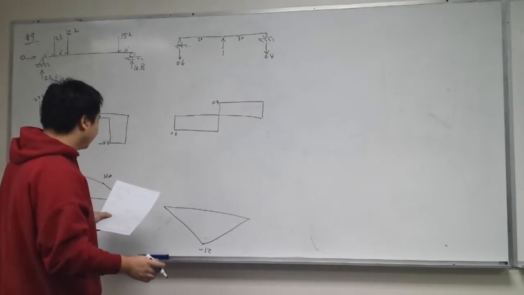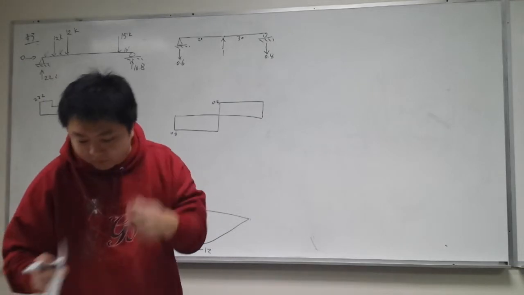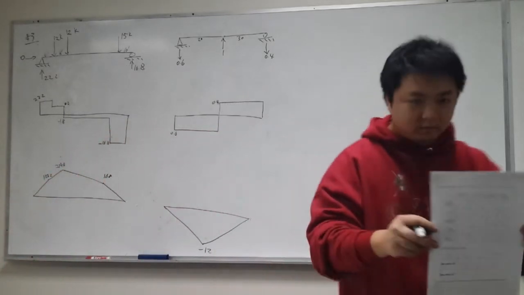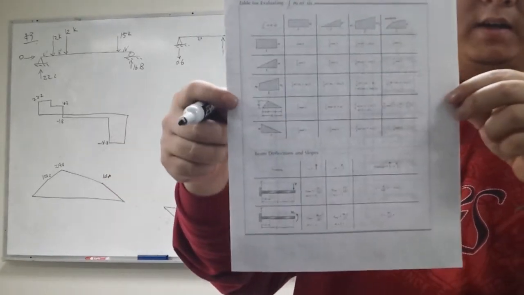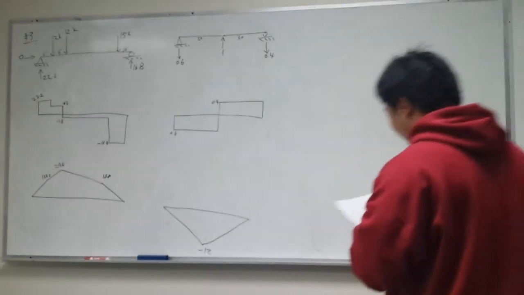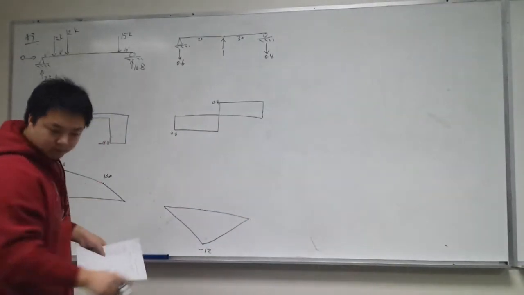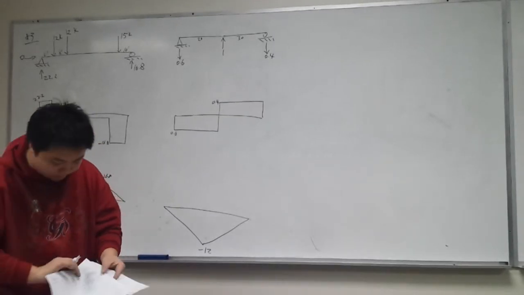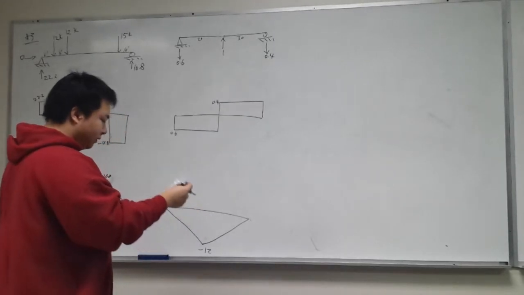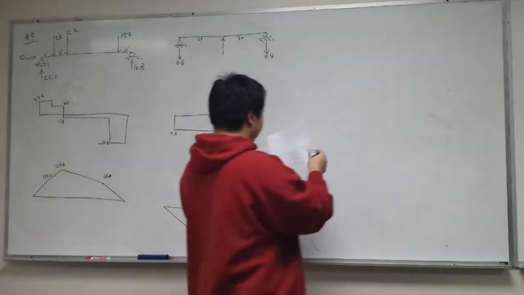So after you find the moment diagram, you can use this table in the front of the page or back of the page. I don't know. Just find it. This one. So for the first part, you're going to have a table. Let me just show the table.